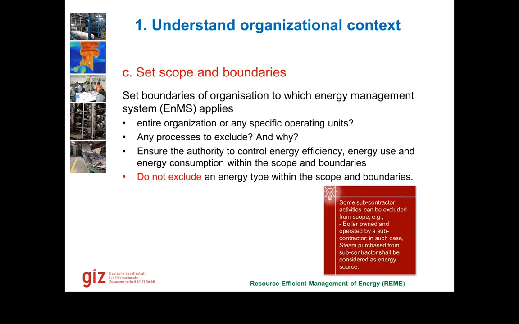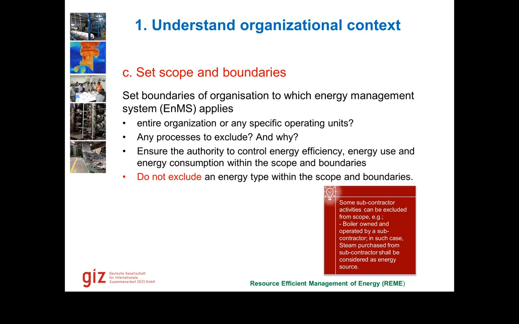Then we come towards setting scope and boundary. So it is very, very important to set boundaries of where our energy management activities or energy efficiency activities would focus on. And here it is important to understand what is actually in our authority to control. So if a factory, for example, is purchasing electricity from the grid, emissions of the grid are not under their control. So they cannot do anything about that. They just have to purchase electricity.